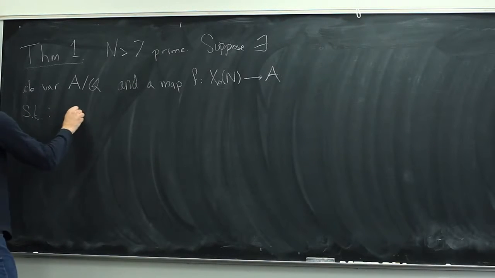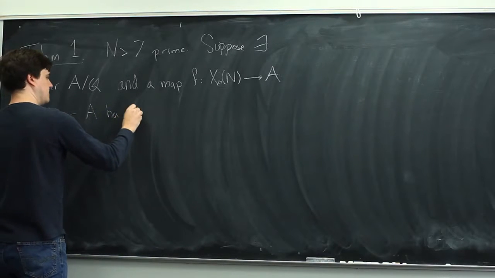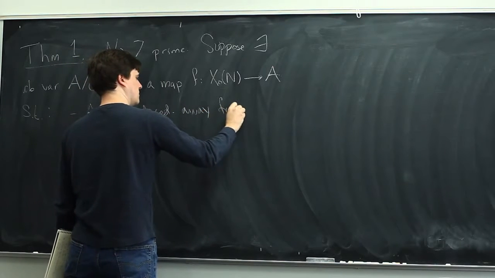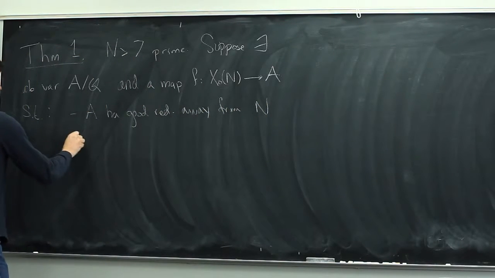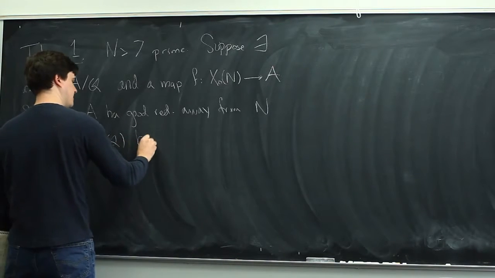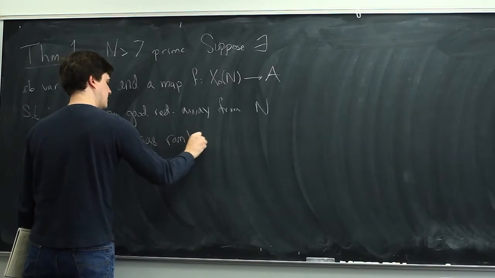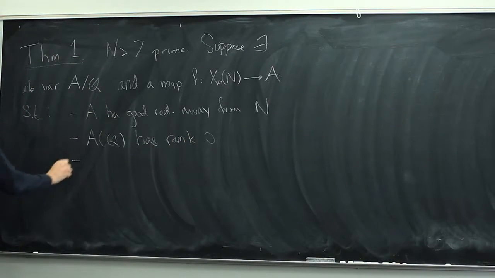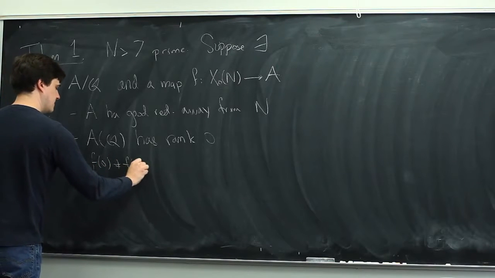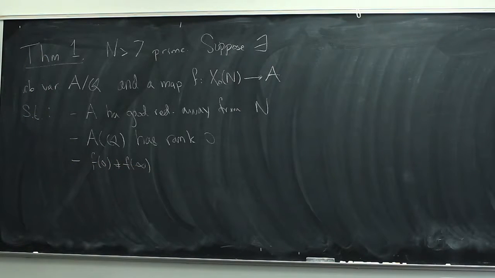First is that A has good reduction away from n. The second is that A has rank 0. The Mordell-Weil group of A over Q has rank 0. And the third is that F separates the 2 cusps of X0, F of 0 is not equal to F of infinity. The conclusion then is that no elliptic curve over Q has a rational point of order n.